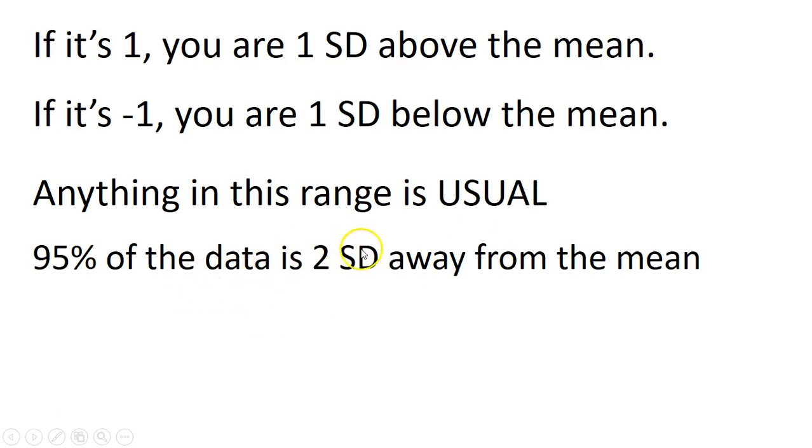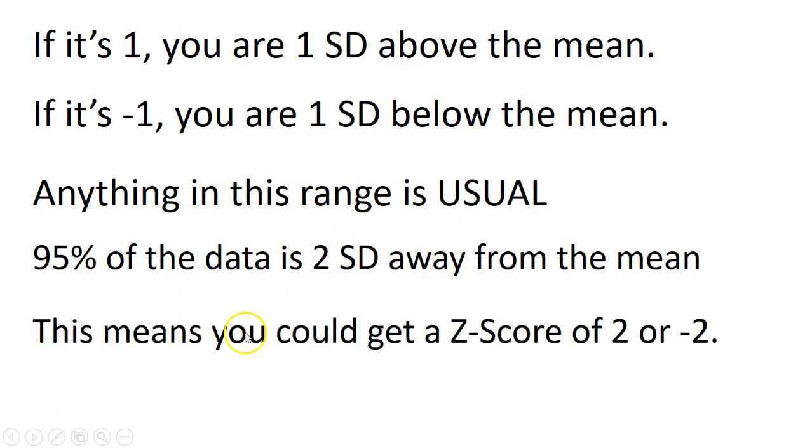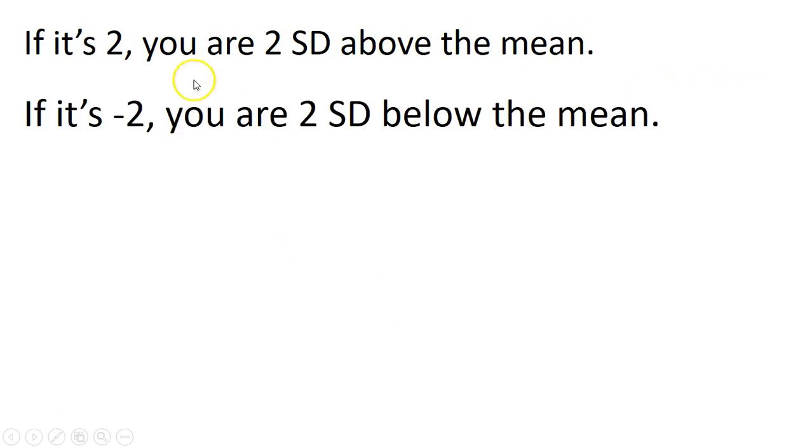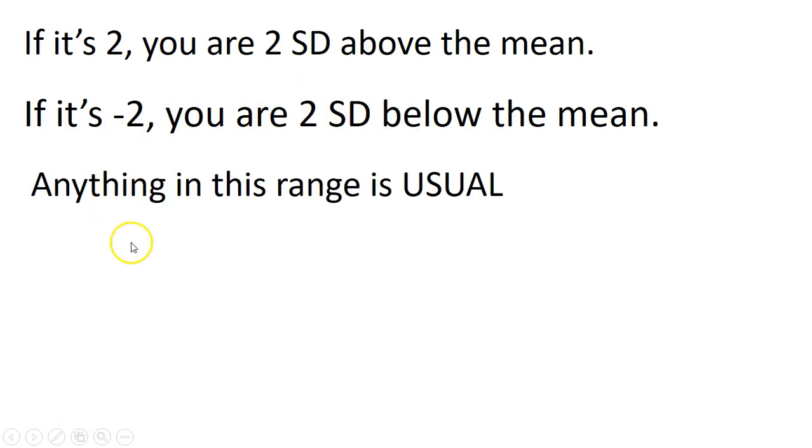95% of the data is within 2 standard deviations of the mean. This means, right, that you get a z-score of 2 or negative 2. So if you get a 2, you are 2 standard deviations above the mean. And if you get a negative 2, you are 2 standard deviations below the mean. Anything in that range is still classified as being usual.